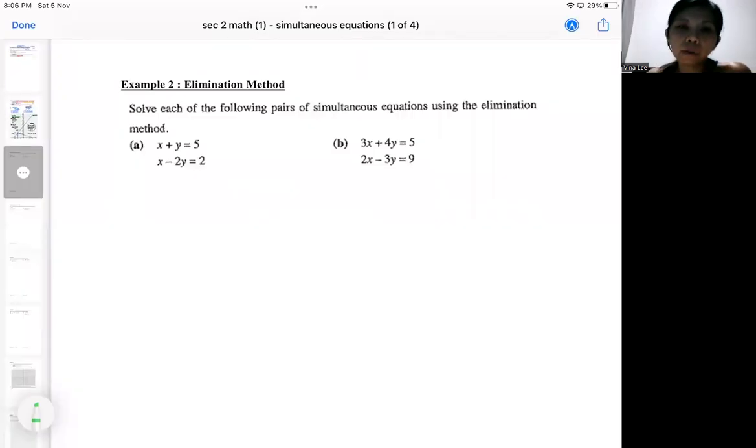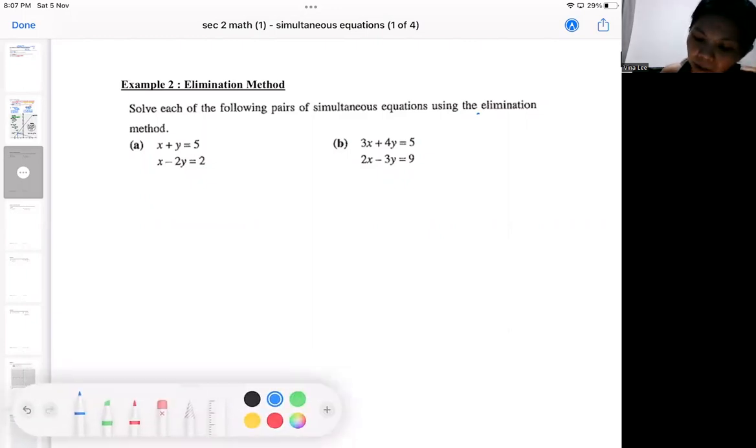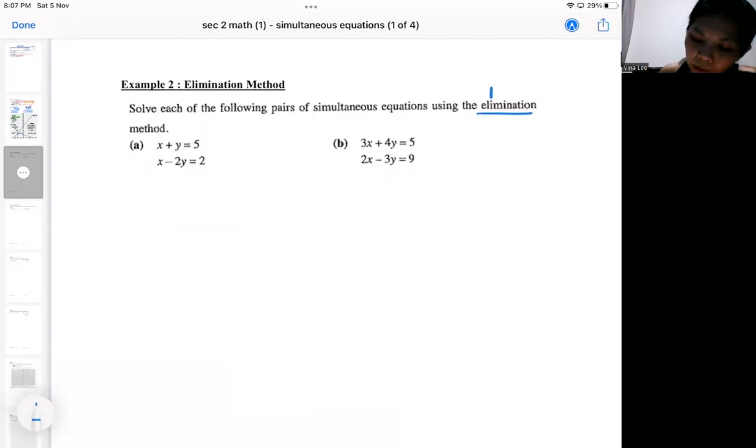So I'm going to show the elimination method of simultaneous equation. When we are trying to do the elimination method, that means you are trying to eliminate something. So what is the thing that you are trying to eliminate? We are trying to eliminate same algebra. You want to get rid of same algebra.